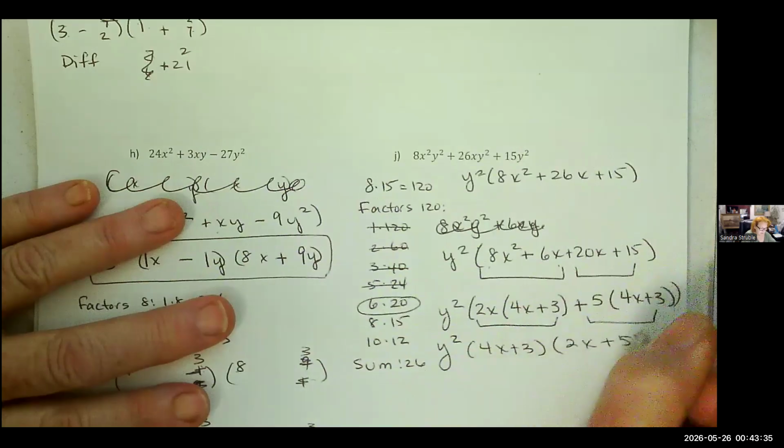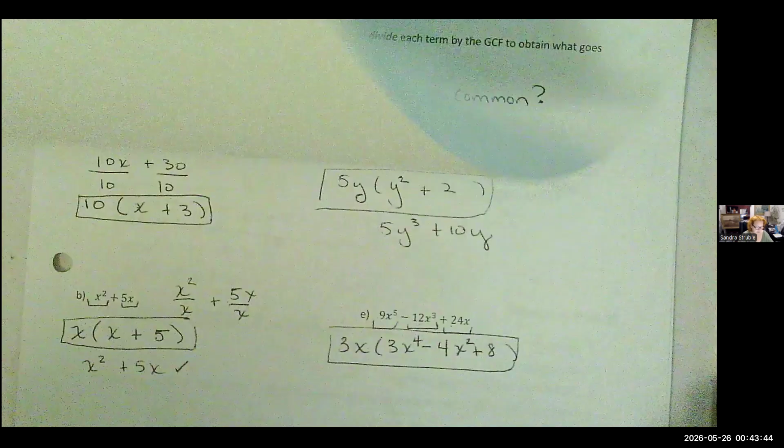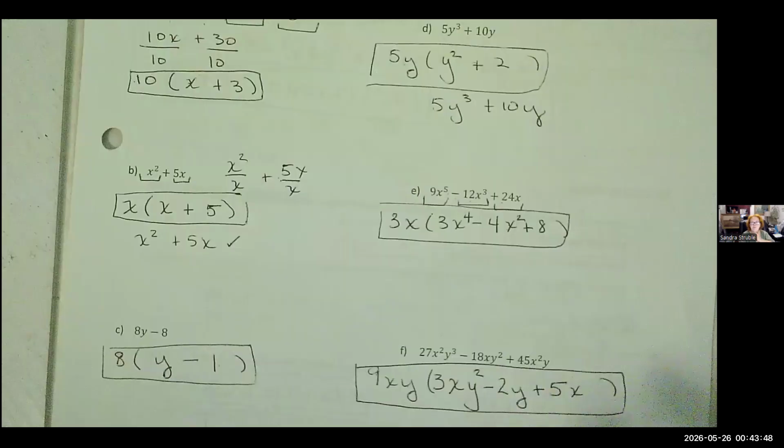You know what? My entire mathematical life, I've not been a big fan of the AC method. And I don't know why, because it's pretty darn cool. That's a lot easier than trial by error for most of them.